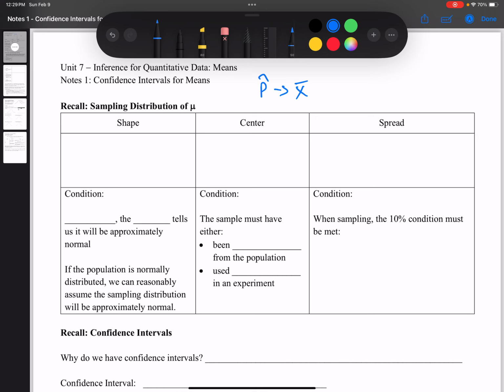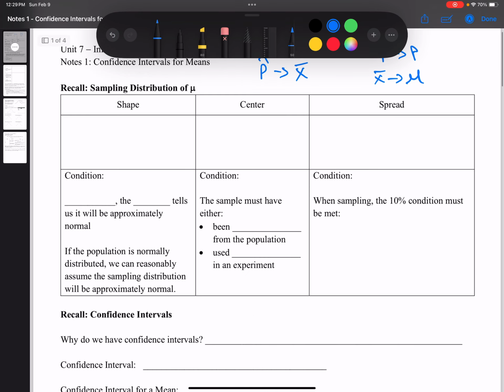And remember the parameter for means. So remember for p hat, our parameter for the population was just regular p. When we're looking at x bar, which is a sample mean, its parameter is the population mean, which is mu. Okay. So just a couple things to review before we move on to the big part of this lesson. Another review about the different conditions we have to check.